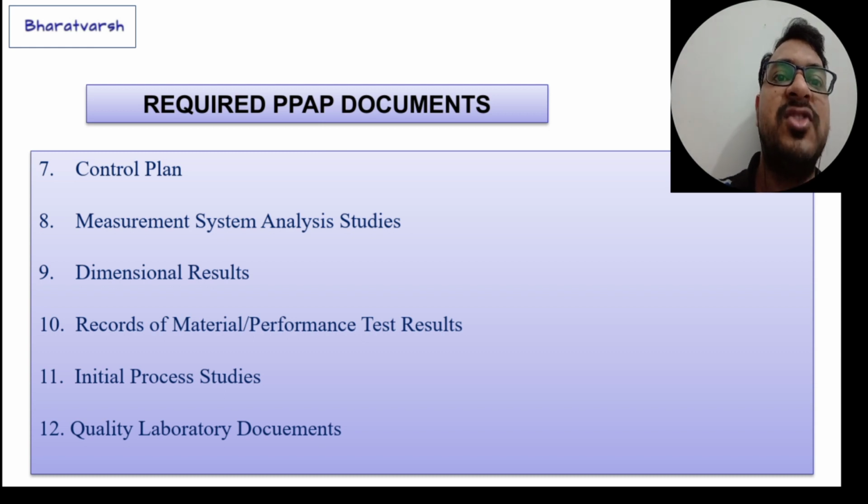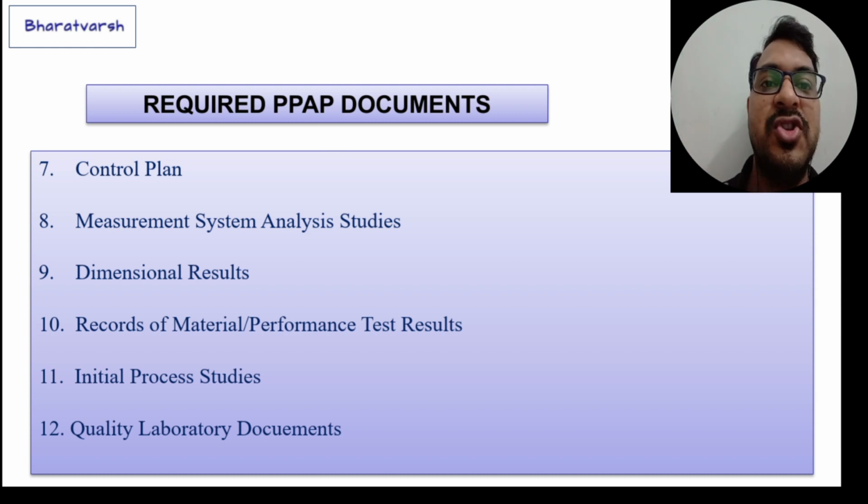Eighth, measurement system analysis study. Measurement system analysis is a study we have to carry out on the instruments used to inspect the part at different locations and different processes, whether in variable form or attribute form. In that document we have to identify the capability of the measuring instrument, appraiser or part variation. Then we have to check the gauge R&R value. According to it, we can identify the capability of the instrument or gauge.